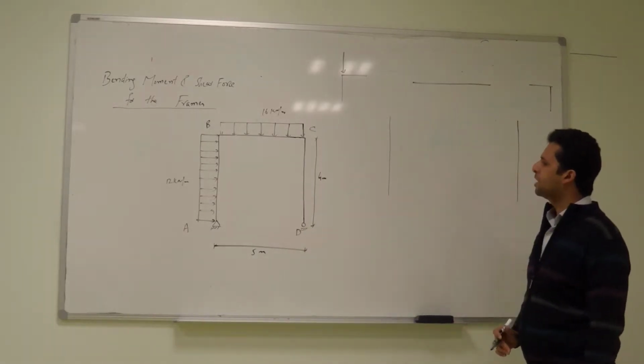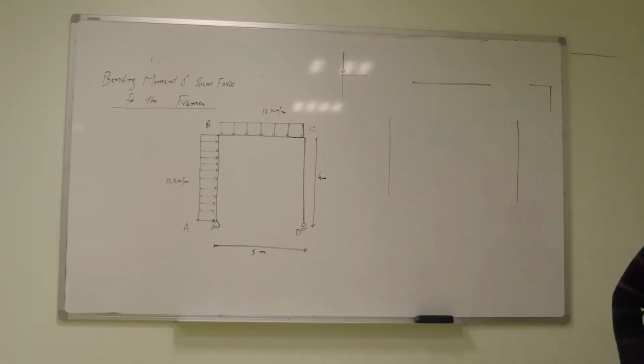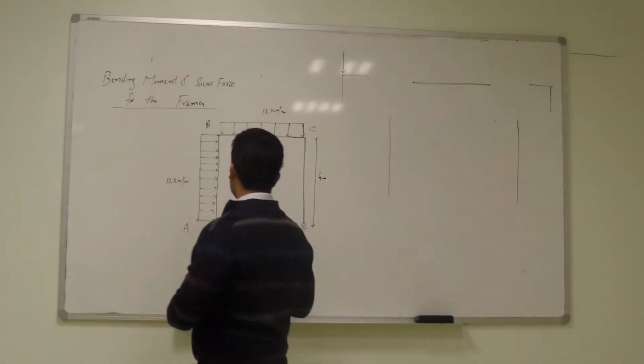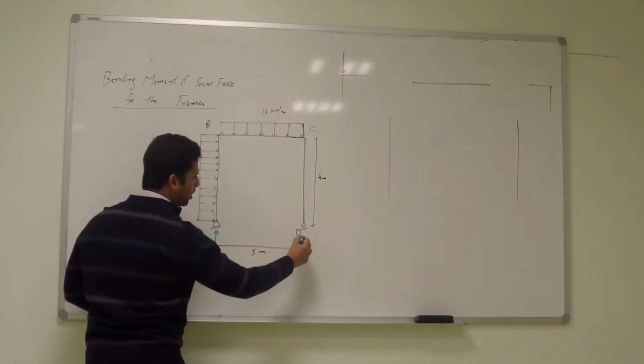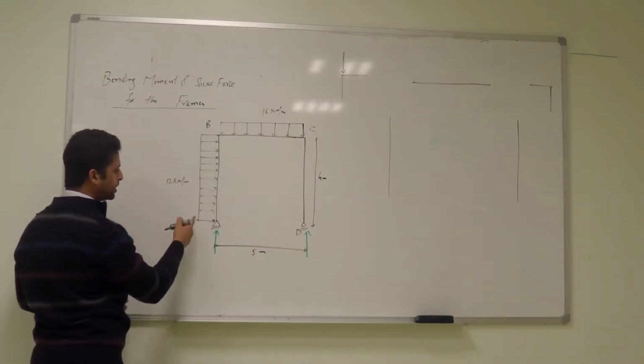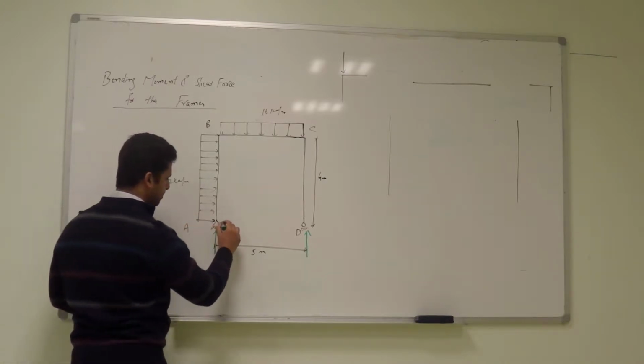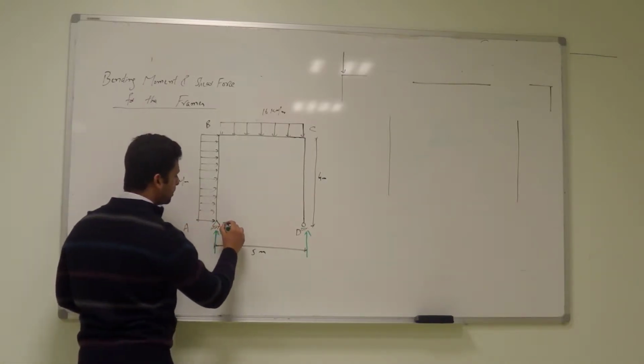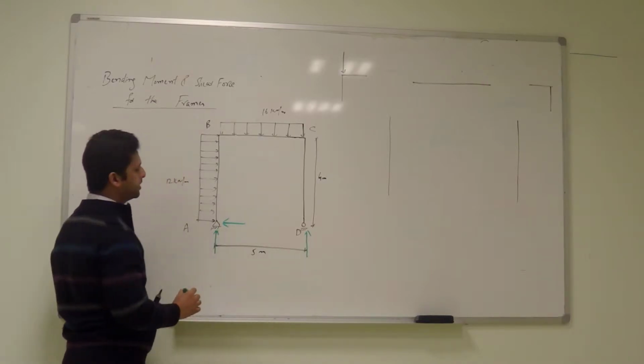Okay, so the first step, let's find out the reactions. How much will be the reaction here? There will be three reactions: one vertical, another vertical, and a third one, left or right? Left. It should be left.